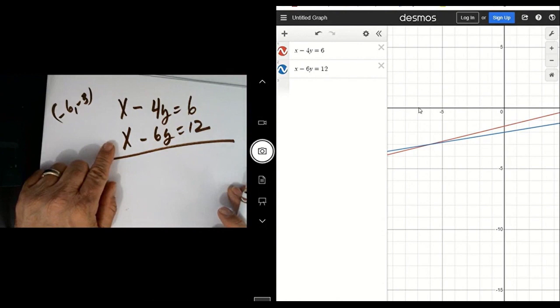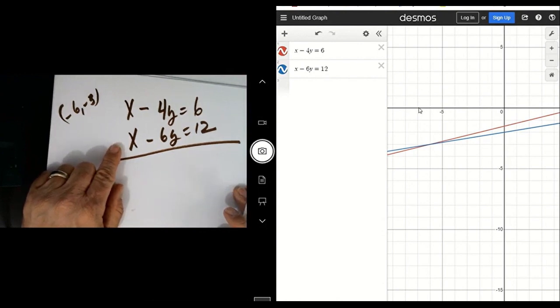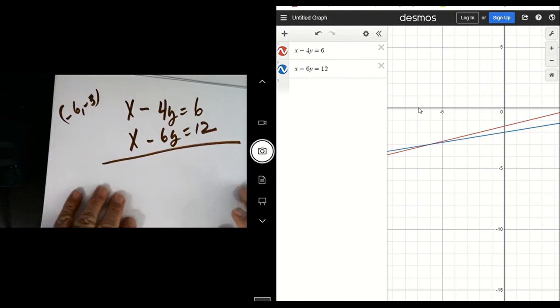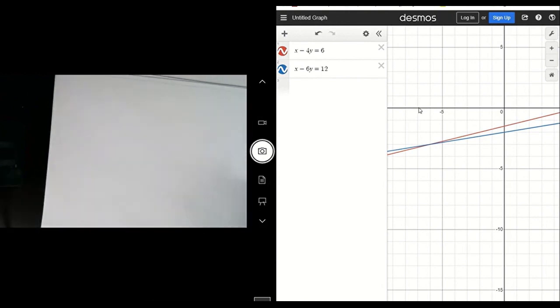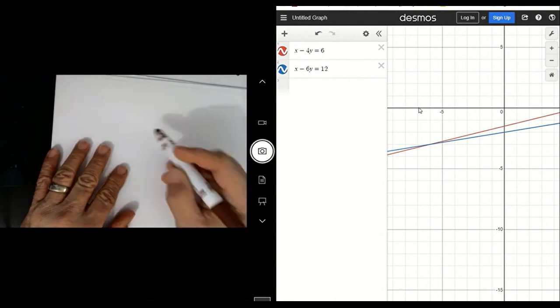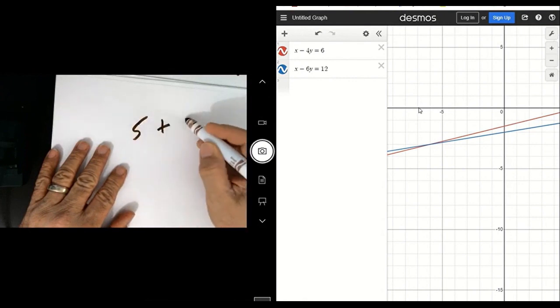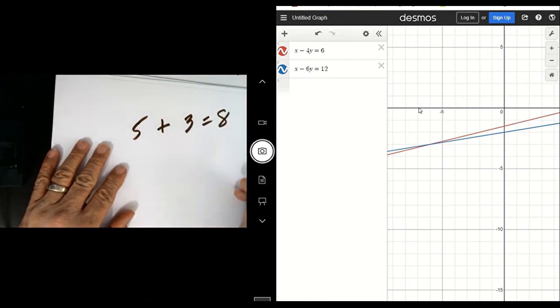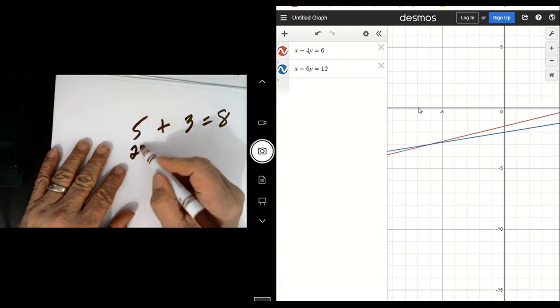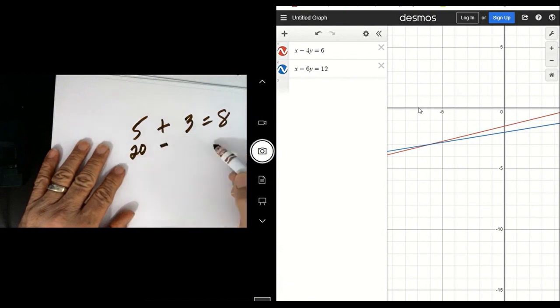Okay, we've talked about substitution before. Let's do elimination here. Let me give you an example of what it is first. Wing it here and see if it works. If we have two true equations, if we have 5 plus 3 equals 8, and we have 20 minus 10 equals 10. Both of those are true, right?